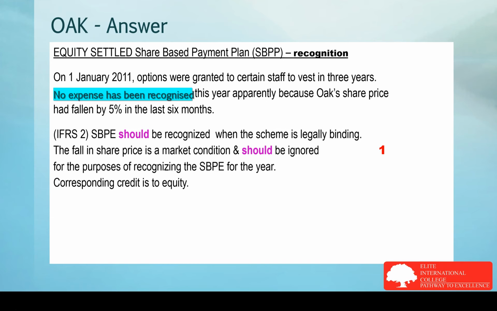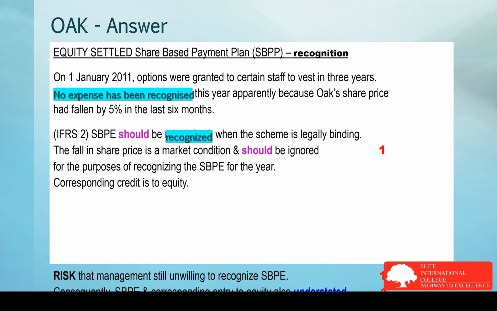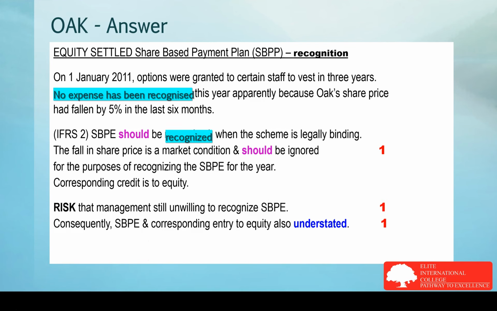So that's the accounting treatment. Here there's no point on materiality because there are no numbers here. Remember, it has not been recognized. Then after the accounting treatment, we're going to go on to the risk. The risk here is that they are still unwilling to recognize it. So note the 2 points here: in the story we say it has not been recognized, then in the accounting treatment we're saying it should be recognized. And the risk here is that management is unwilling to recognize the share-based payment expense, and the impact on the financial statements: consequently, the share-based payment expense and the corresponding entry to equity are understated.